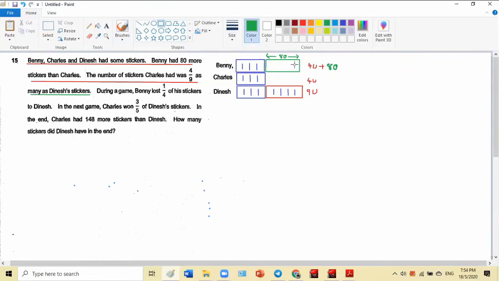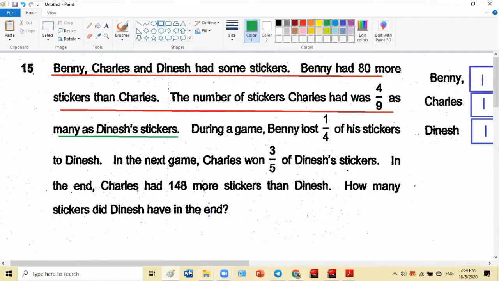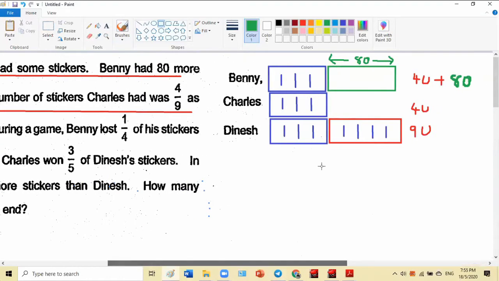So I cut this, divide by 4. Can you understand? Divide by 4. Why? Because 1/4. Miss Rachel, do you understand? Lost 1/4, so everything loses 1/4. So 80 also loses 1/4. Get it? How much is 1/4? 20.